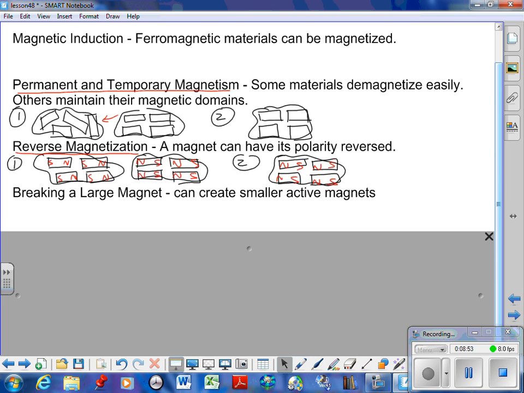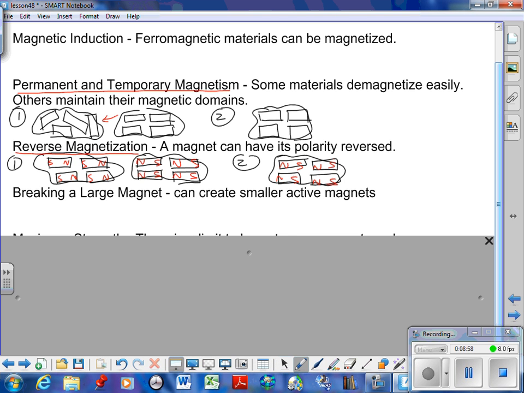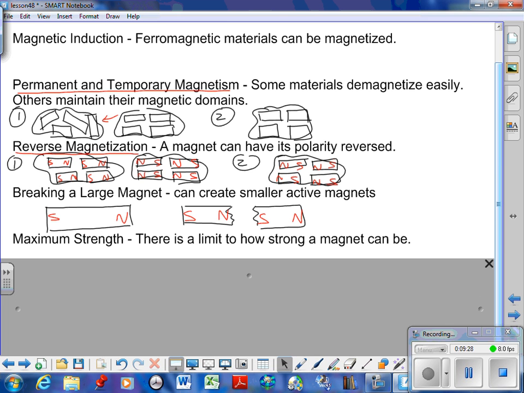What else are we looking at? Breaking a larger magnet into smaller ones. What happens basically here is that if I have a large magnet, and it gets broken in the middle, so then my south broke like that. What happens is this would still maintain a south, this would still maintain a north, but now it becomes smaller magnets. So if a magnet becomes broken, it does not lose its magnetization, it simply becomes a smaller magnet.